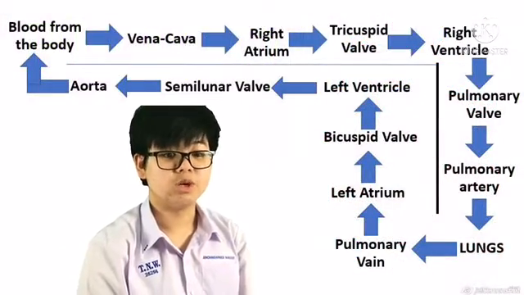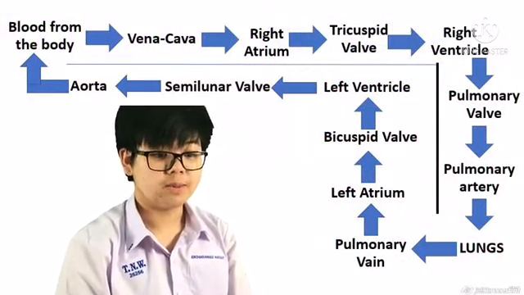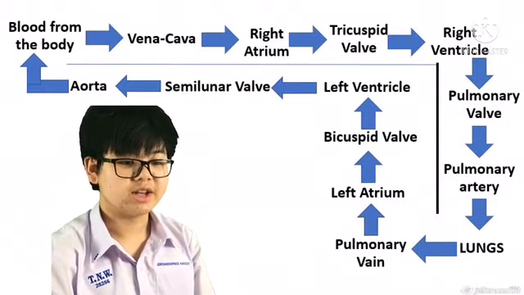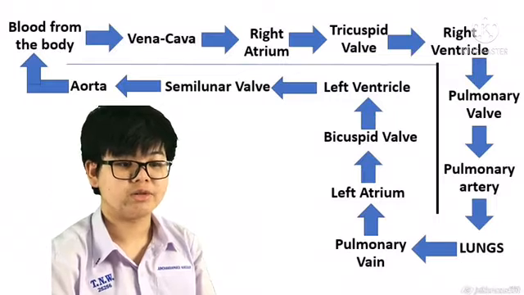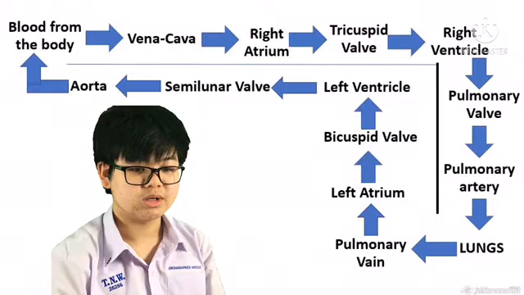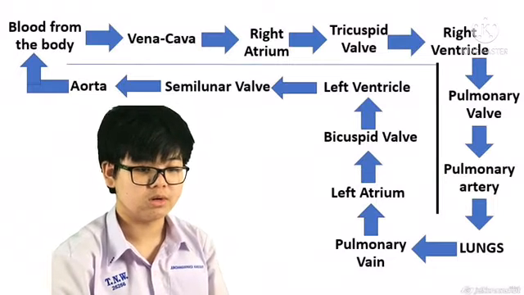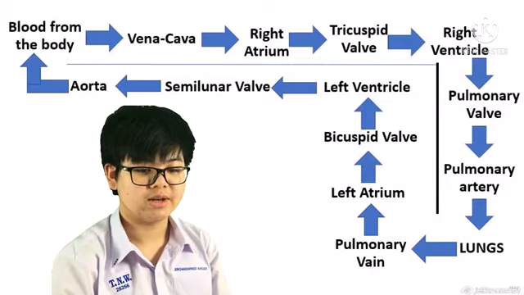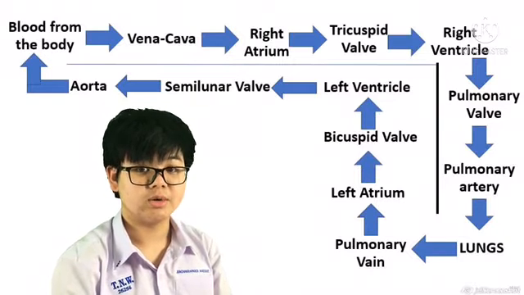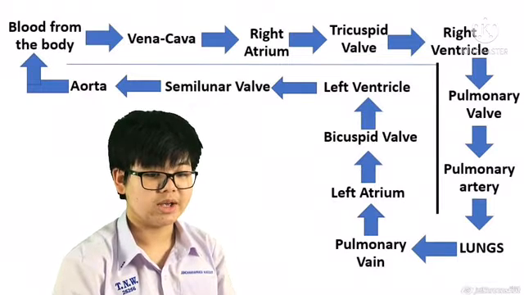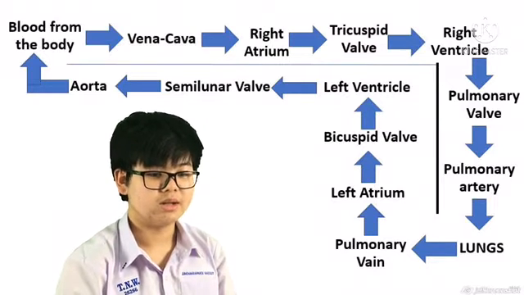Blood flows in the human heart. Blood from all over our body comes into the heart by the vena cava. From the vena cava, blood enters the right atrium. From the right atrium, blood flows into the right ventricle through the tricuspid valve. From the right ventricle, the blood flows to the lungs by the pulmonary artery, passing the pulmonary valve. From the lungs, the blood comes back to the heart by the pulmonary vein.